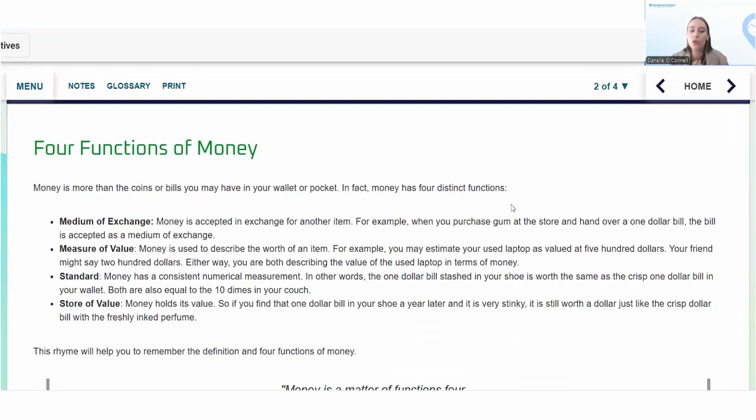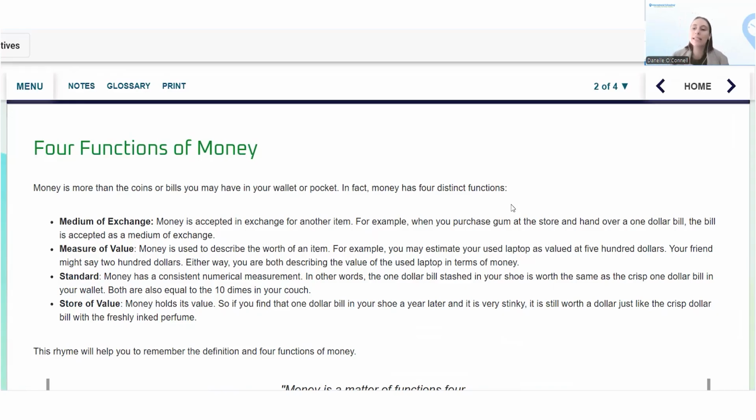Now, it also measures value. It measures the worth of an item. So let's say, for example, this pen. I say this pen is worth $1. You say it is worth $2. Doesn't matter that we disagree on its value. We are measuring it in value based off of a currency amount, $1 or $2. Now, we are both describing it in terms of money.